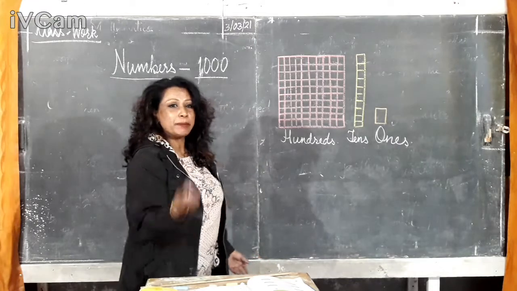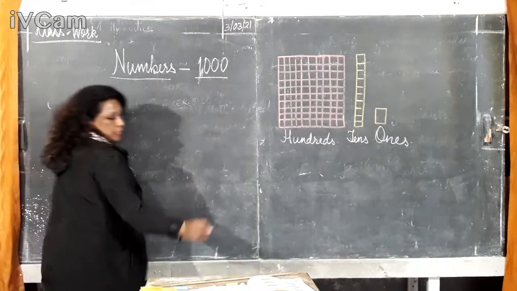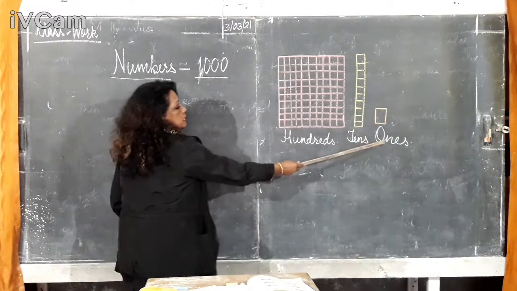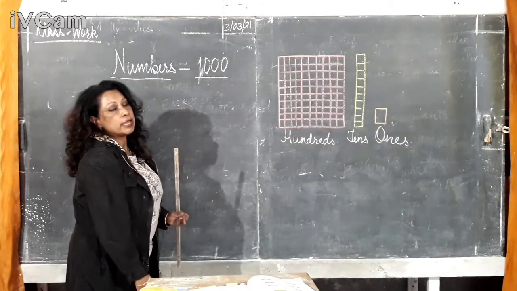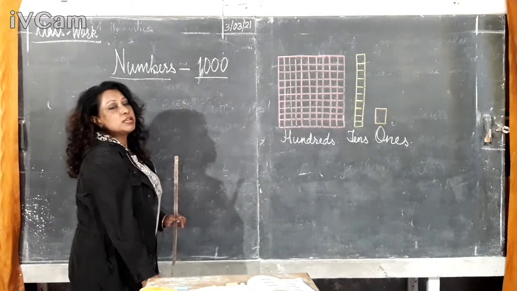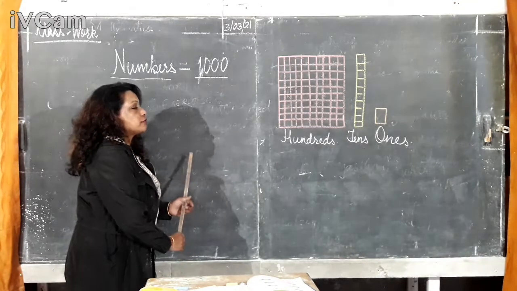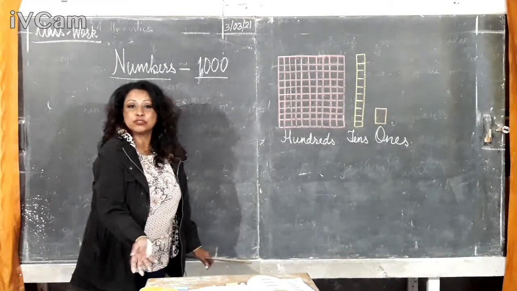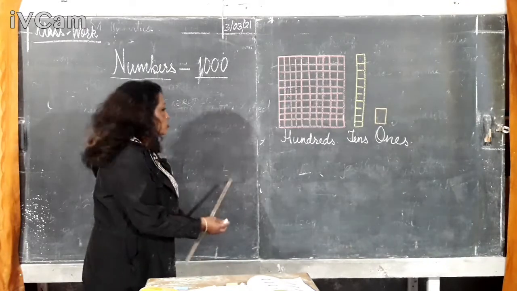So let's move on with the place values. Ones, tens, hundreds are called place values. They are also called units. Place values or units, both mean the same, just as number and digit mean the same. Sometimes I might say place values, sometimes units, so you don't get confused. Both mean the same. Alright, children?